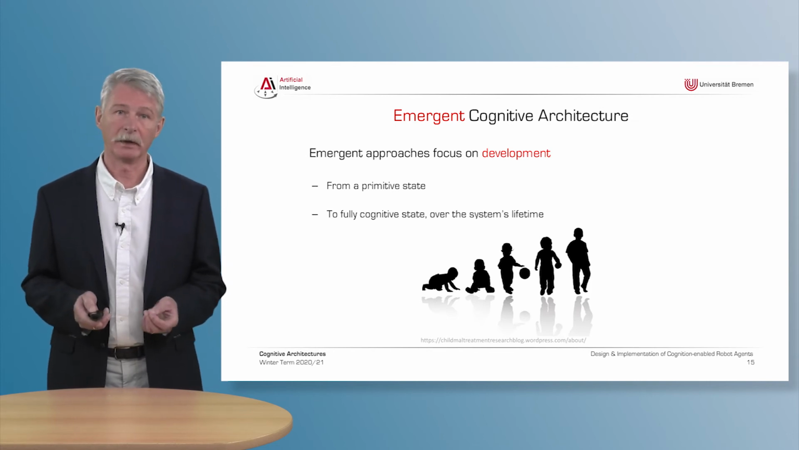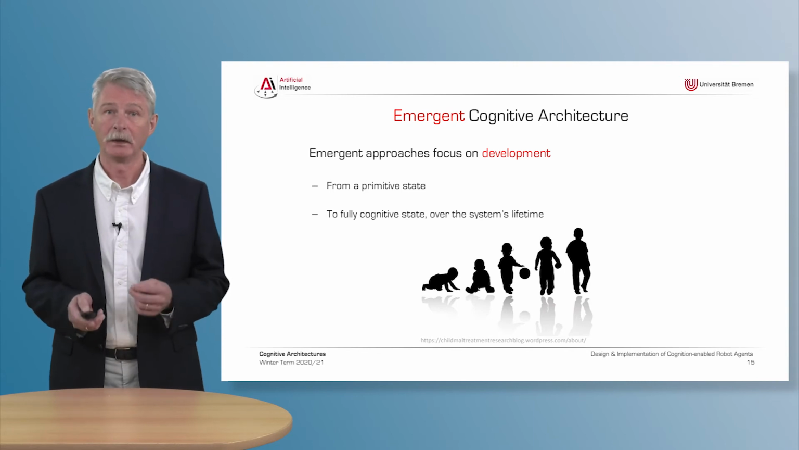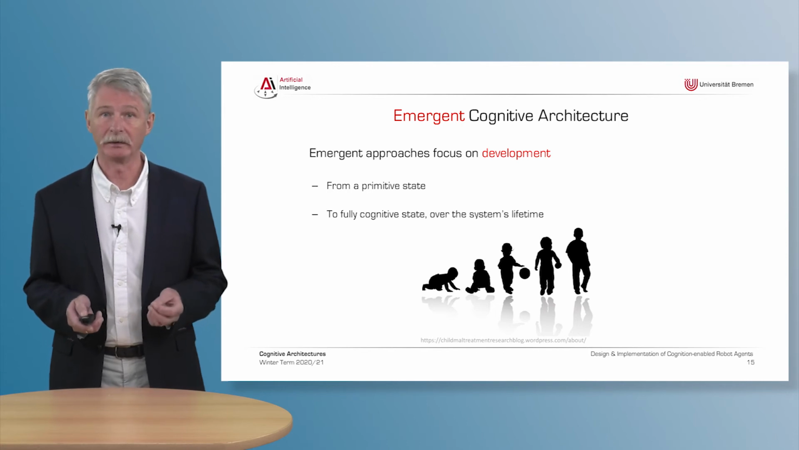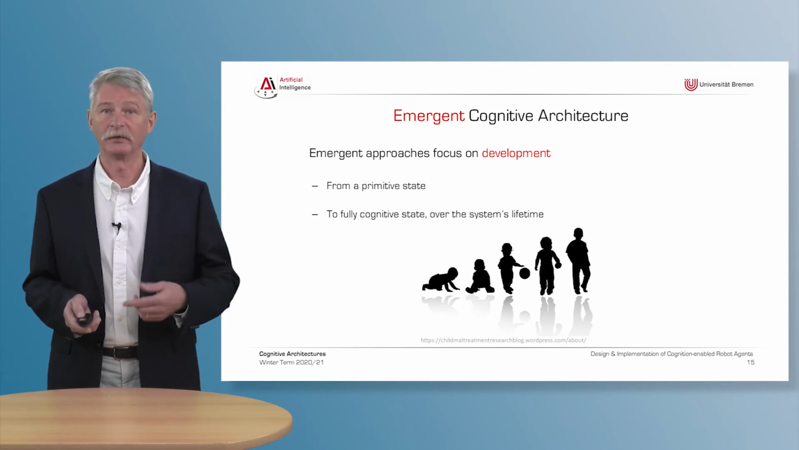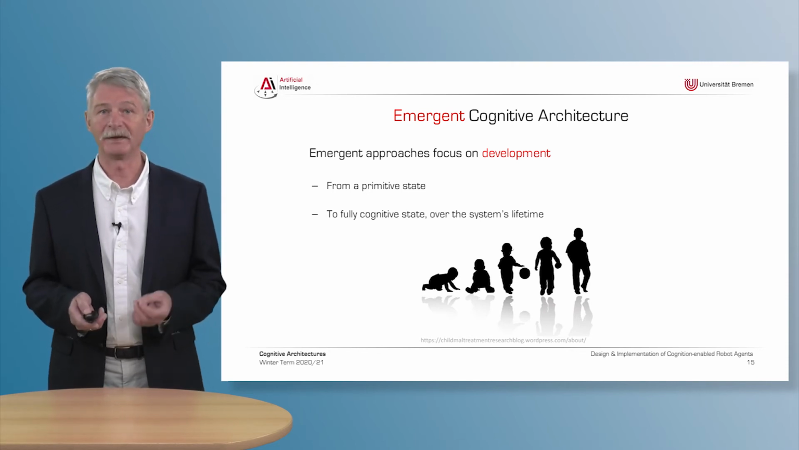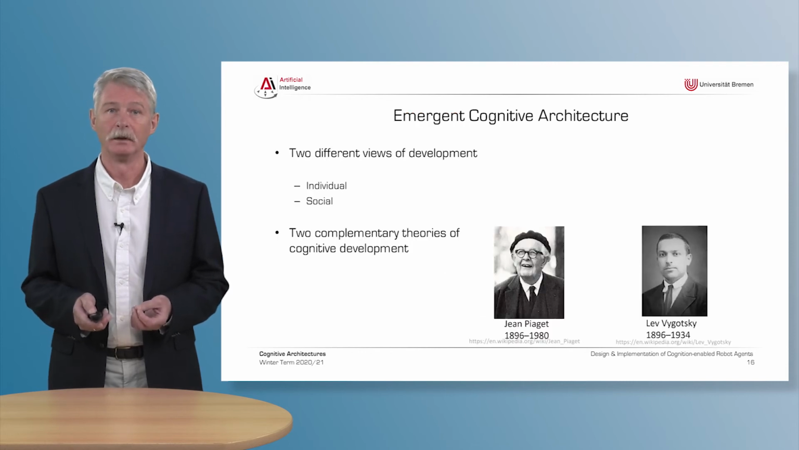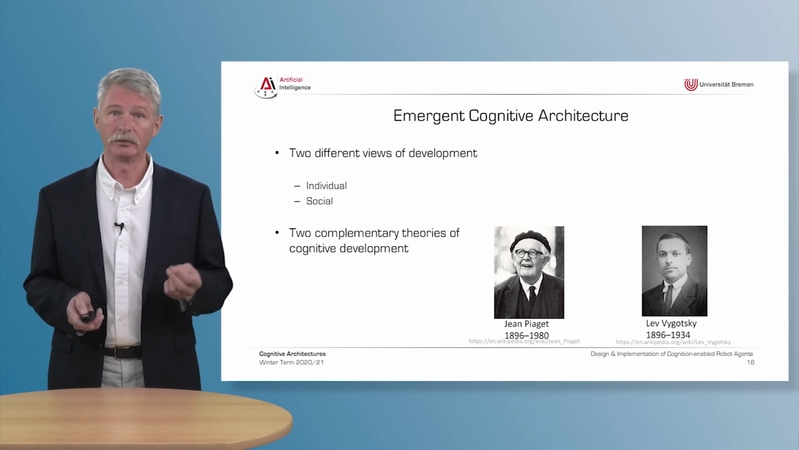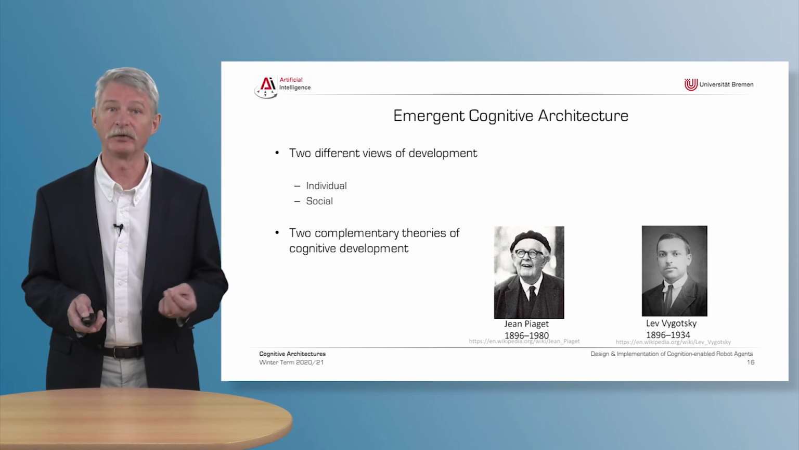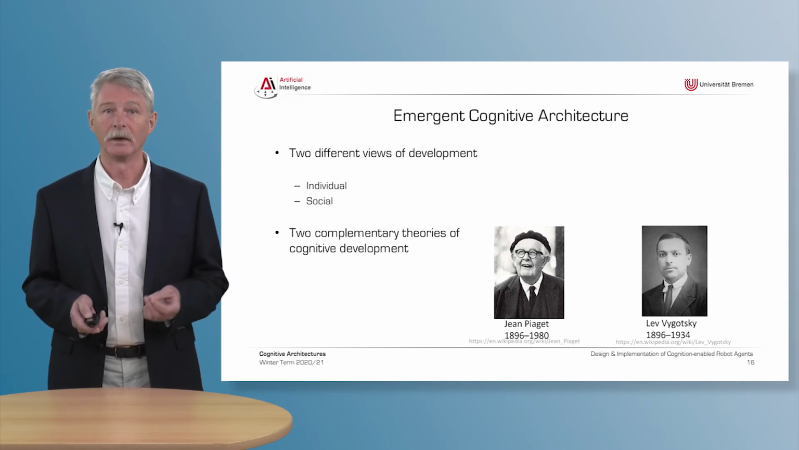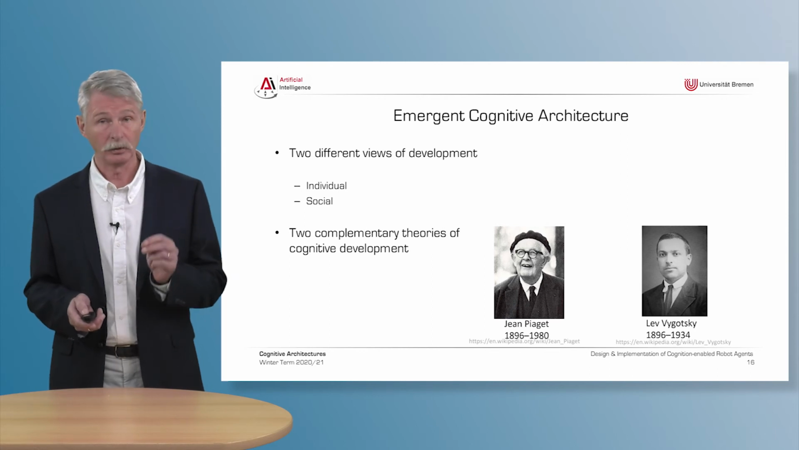Switching now to emergent cognitive architectures, the emphasis changes. Here, the focus is on development, from a primitive state with very limited cognitive abilities, progressing through different stages where increasingly sophisticated cognitive abilities emerge, building on the previously developed abilities. Development depends on both exploration by the individual, This is the approach associated most with the work of developmental psychologist Jean Piaget, and social interaction. This is the approach associated most with Lev Vygotsky. These are complementary mechanisms. Typically, you need both.